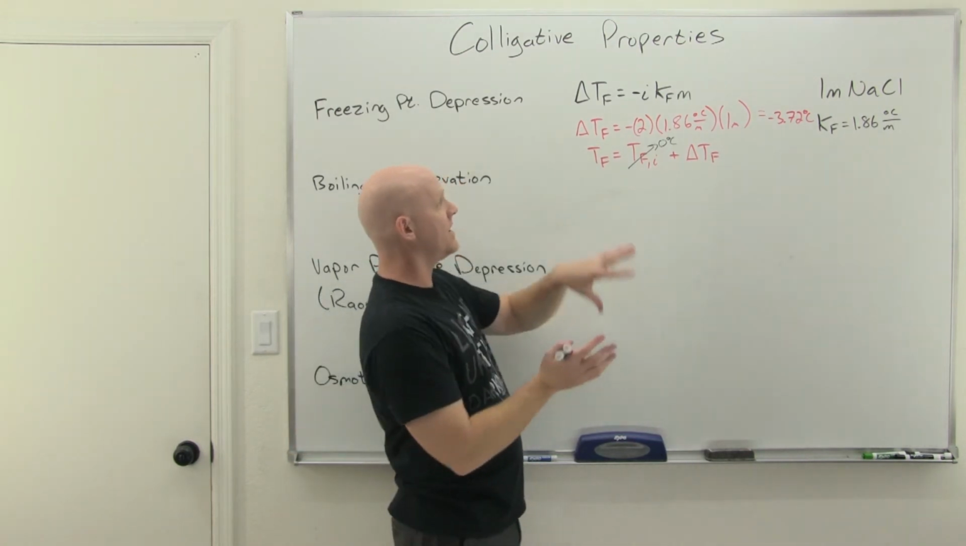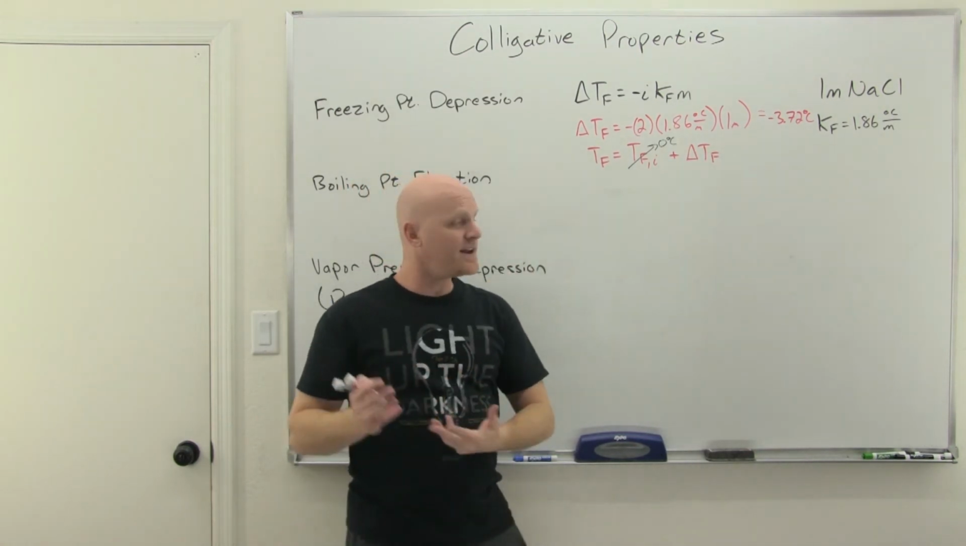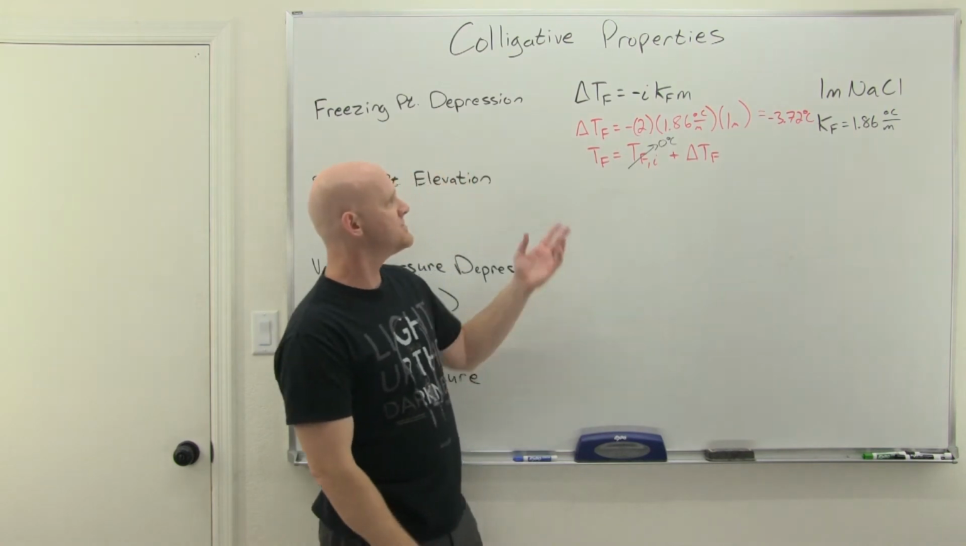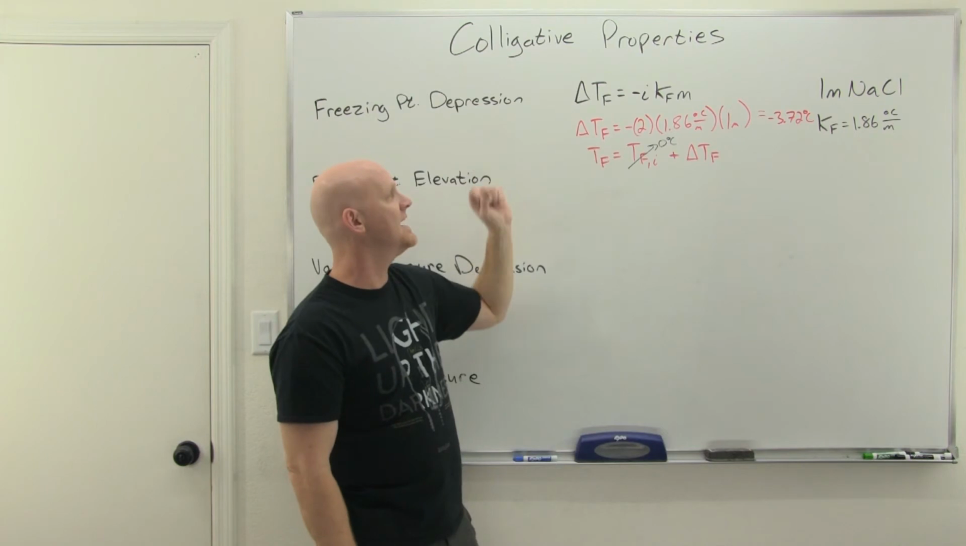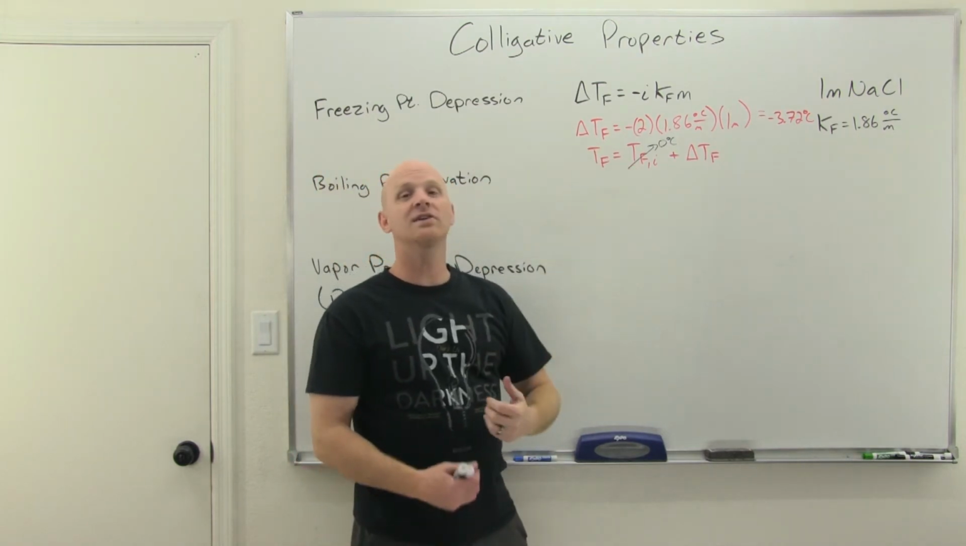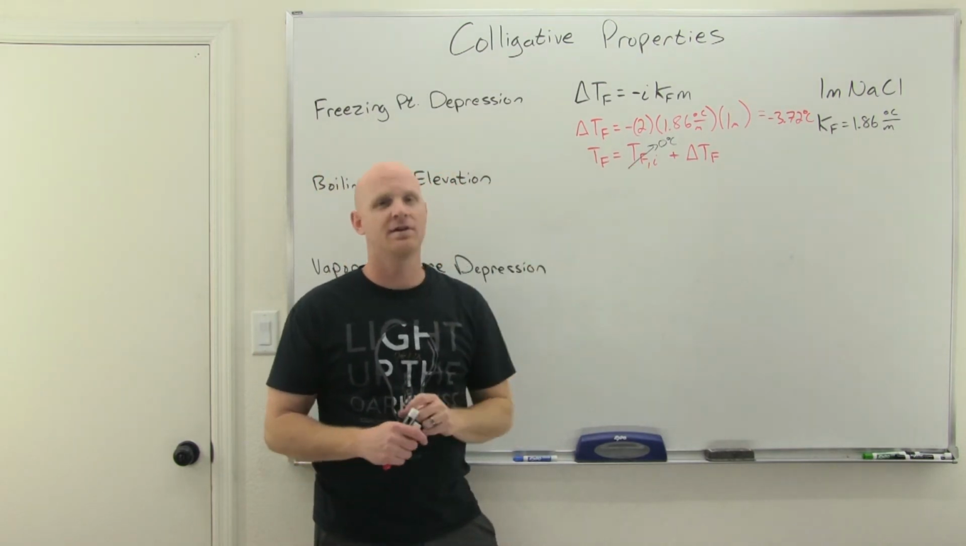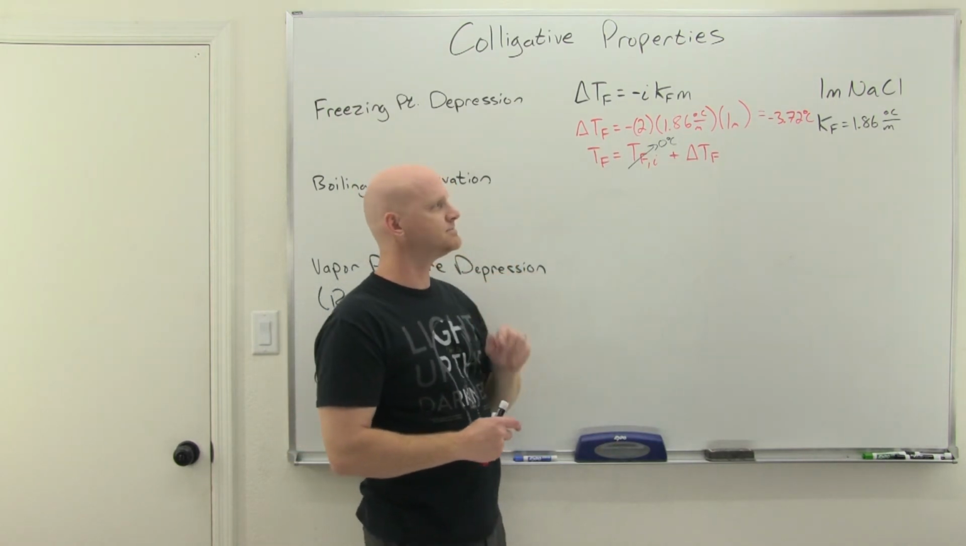Now, had this been any other liquid whose freezing point was any other number but 0, well, then if I asked you for the freezing point itself, you take the change that you calculate from the equation and add it to that original freezing point to get the new depressed freezing point. That's kind of how that works.